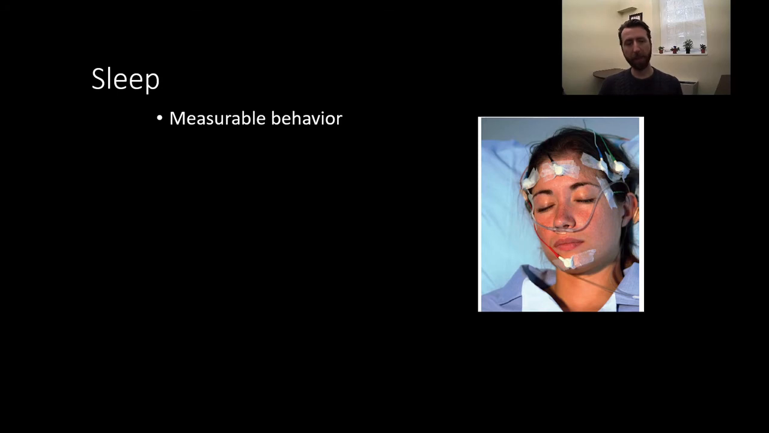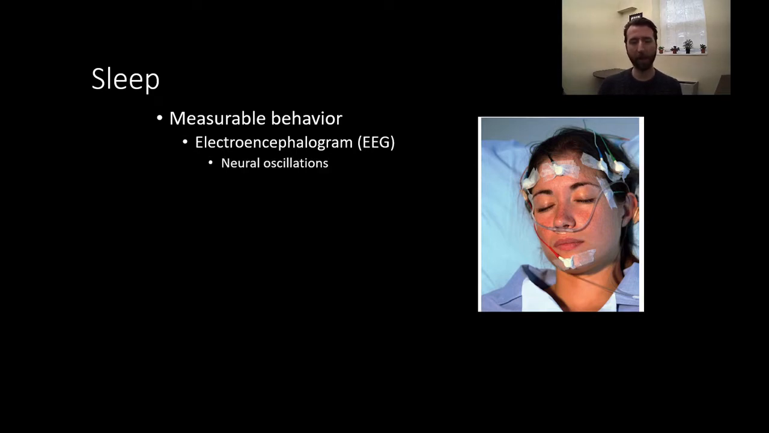So it might be tempting to think of sleep as sort of an absence of anything, right? Not really much to measure, the person's asleep. But sleep, as it turns out, is a measurable behavior. We use EEG most often to measure activity during sleep. This will let us pick up on neural oscillations. Neural oscillations are basically just rhythmic firing of groups of neurons that we can measure really easily with EEG. They tell us a little bit about what's happening during sleep.